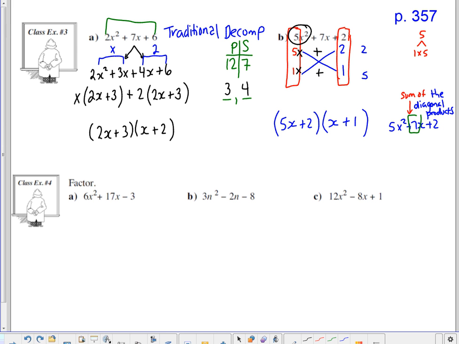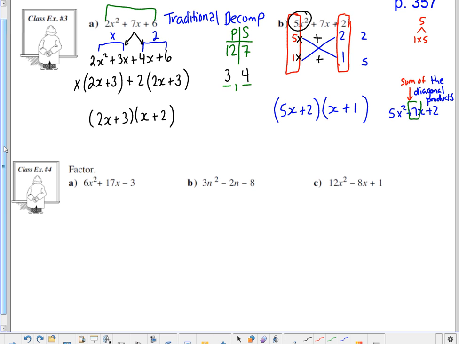Okay? Not much different than last day? Not really, right? We just had 1 and 1 before, but now we have a number in front. So notice if I put the 1 and 2 in a different order, it would have been 5x plus 1 times x plus 2. When you expand it, the middle term would have been 11x, and we wanted 7x. Okay, let's try another one.